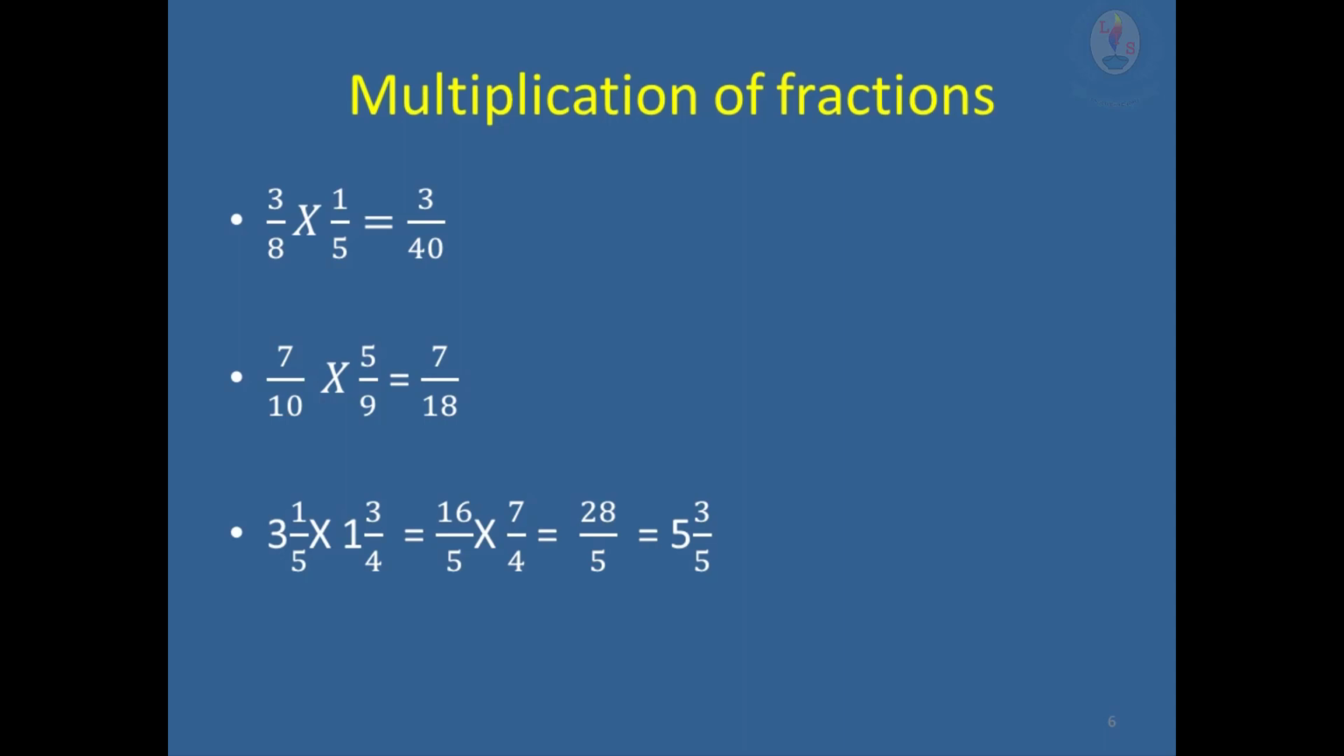28 divided by 5. How many 5s for 28? We are getting 5. 5 times 5, 25. The remaining 3 is there. We are getting 5, 3 over 5. That is the final answer.